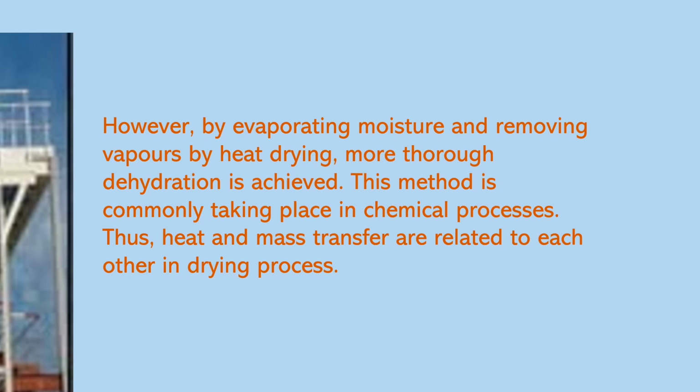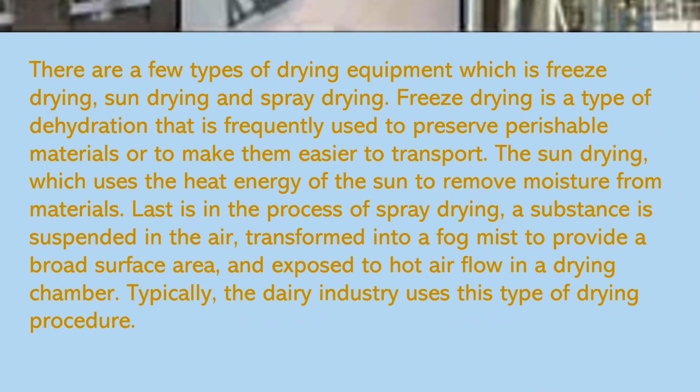This method commonly takes place in a chemical process, thus heat and mass transfer are related to each other in the drying process. There are a few types of drying equipment, which are freeze drying, sun drying, and spray drying. Freeze drying is a type of dehydration that is frequently used to preserve perishable materials or to make them easy to transport. Sun drying uses the heat energy of the sun to remove moisture from materials.